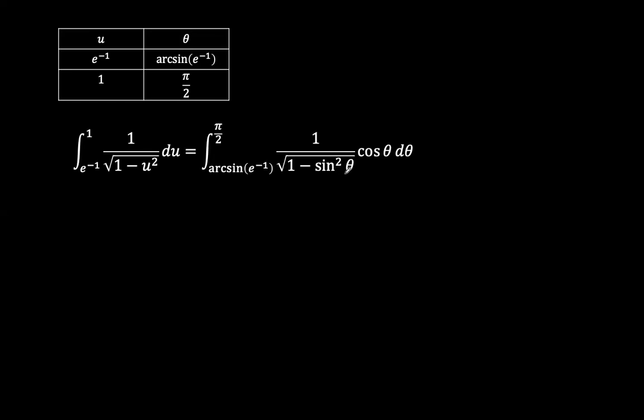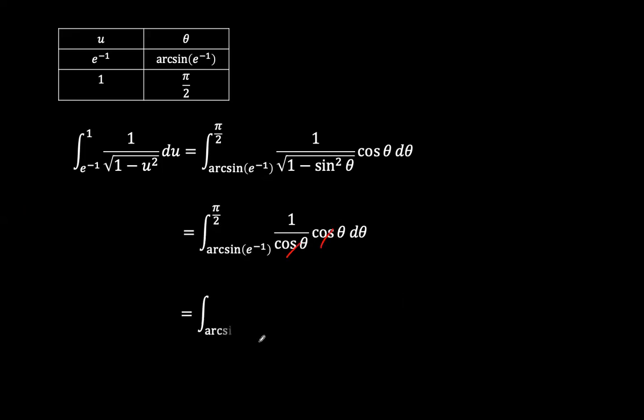So we have substituted appropriately. Where we have u, we have sine theta. Where we have these limits, we have appropriately substituted the limits that we've found here, and with du being equal to cosine theta d theta, that has been substituted appropriately. So the square root of 1 minus sine squared theta is the same as the square root of cosine squared theta, which is the same as cosine theta. So this cosine theta is cancelled.